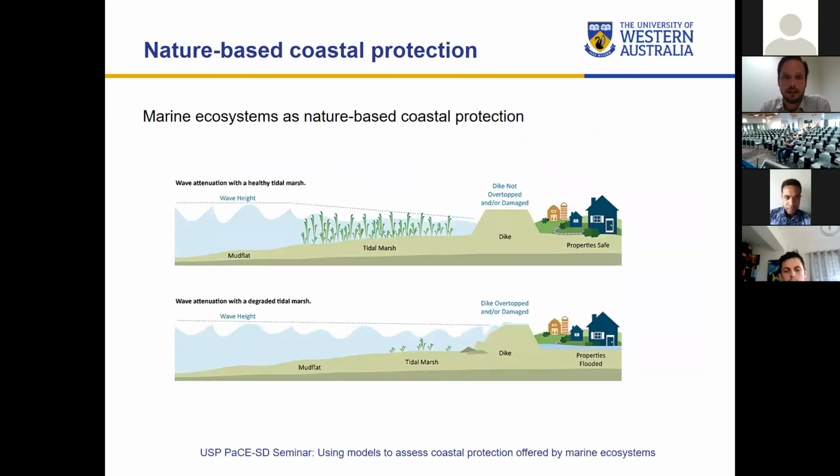So the idea of a nature-based coastal protection in the most general sense is shown in this picture, where you would maybe already have a dike because people build their houses in risky areas, and you might have a tidal marsh in front that will have an effect on the waves, so that the impact on the dike is relatively small, and that's how everyone stays safe. But if the tidal marsh would disappear, it might be that the waves will just freely propagate towards the dike, might damage the dike, and even cause overtopping.